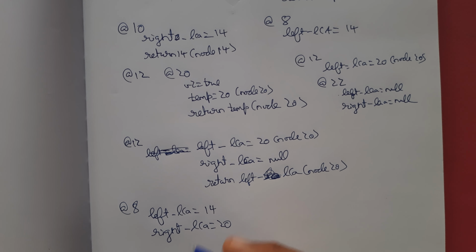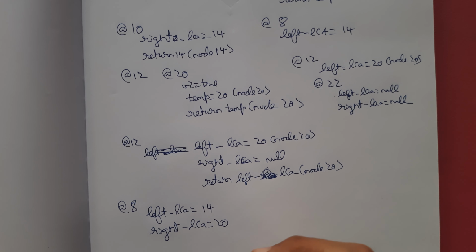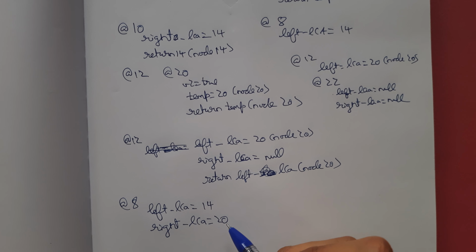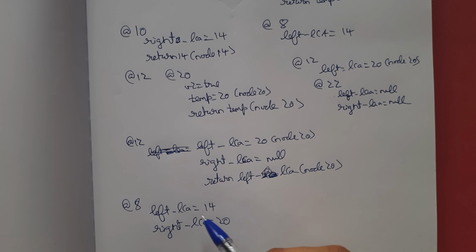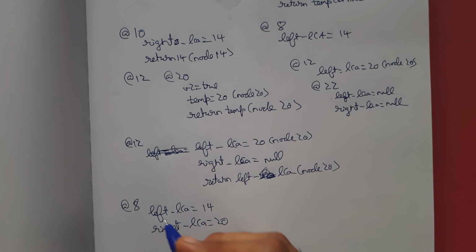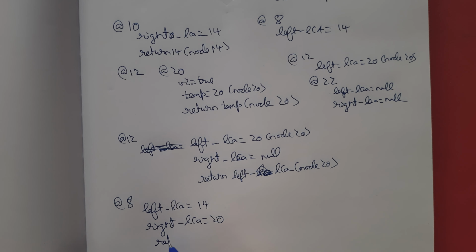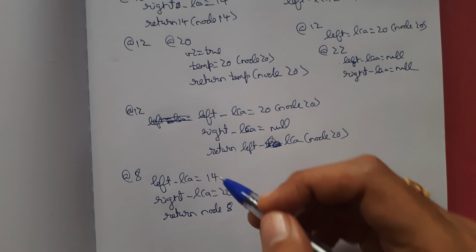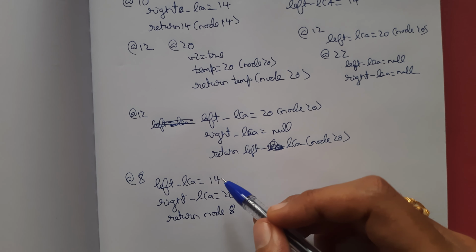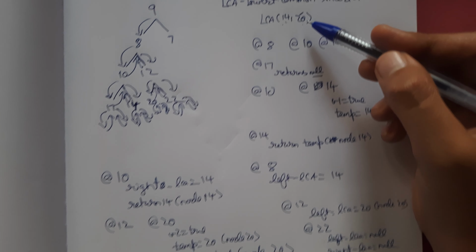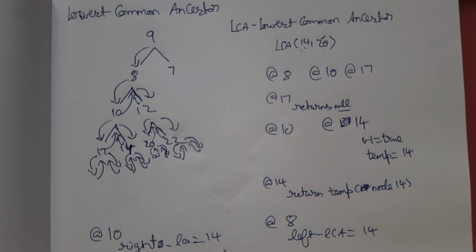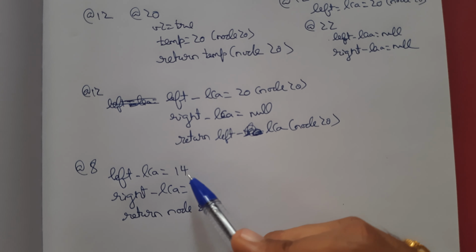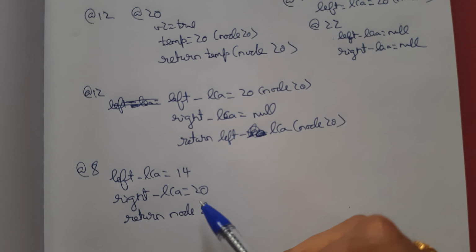Since that's not null, we go to the next if condition, that is we check if the left LCA and right LCA values are not null. Since both of these values are not null, we'll be returning the value of this node, we'll be returning the value of node 8. So what this basically means is we have one node which contains 14 and 20 below in its subtrees. That is, we have node 8 which contains the values 14 and 20 in its left and right subtrees respectively.